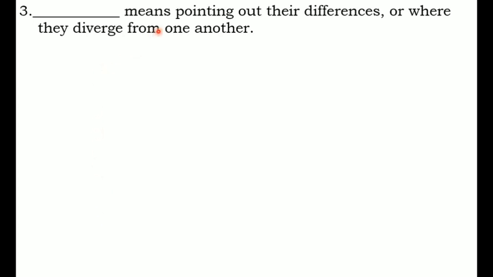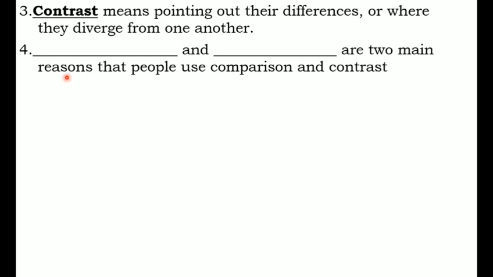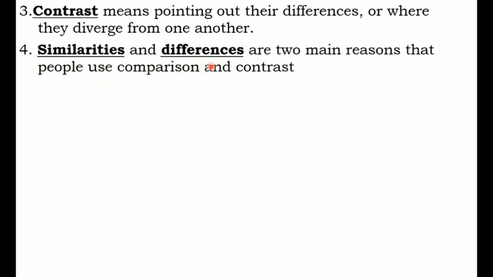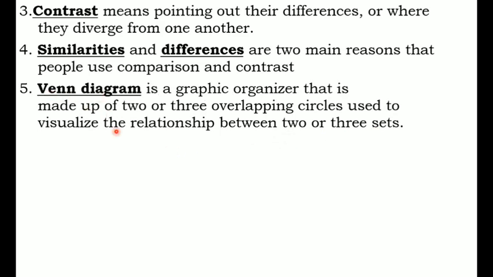Okay, number 3, blank means pointing out their differences or where they diverge from one another. Answer, contrast. And number 4, blank and blank are two main reasons that people use comparison and contrast. The answer is similarities and differences. Number 5, blank is a graphic organizer that is made up of 2 or 3 overlapping circles, which is used to visualize the relationship between 2 or 3 sets. The answer is Venn diagram.